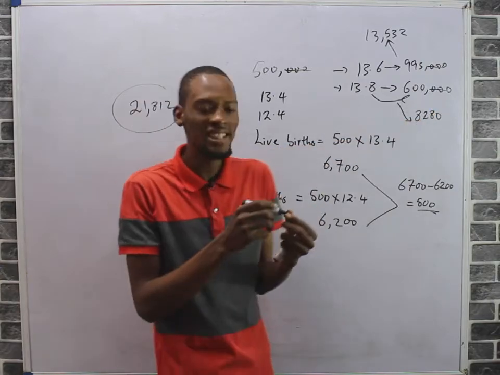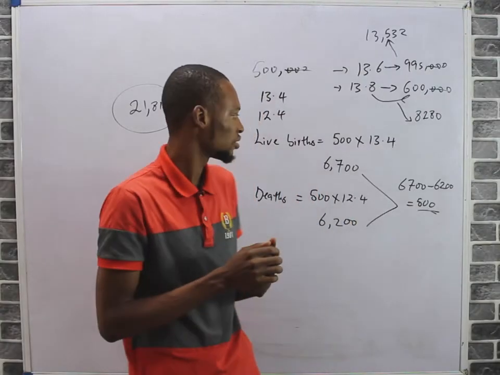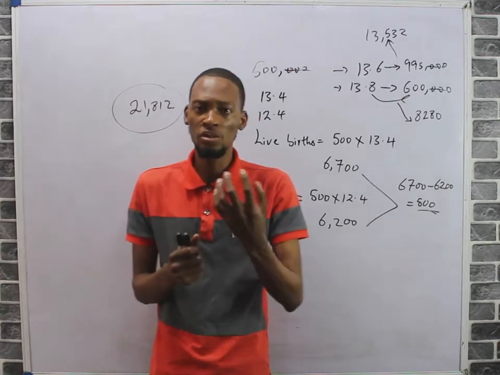8,280. So adding them, since the question says, how many births combined in Birmingham and Glasgow? For Birmingham, they were 995 times 13.6, which is 13,532. In Glasgow, 600 times 13.8, 8,280. In total, 13,532 plus 8,280 will give you 21,812. And that is option A. Option A is correct. If you understand this, how about we go to the next question?